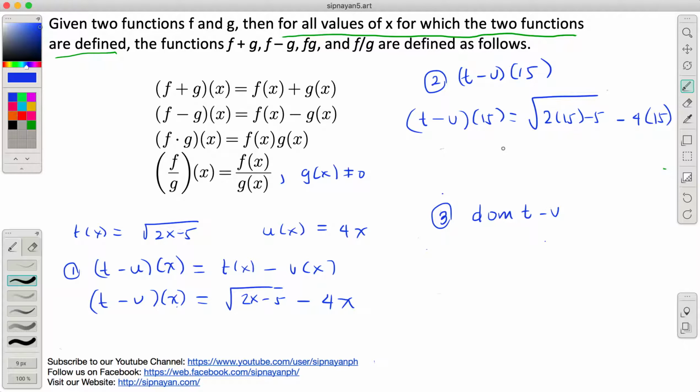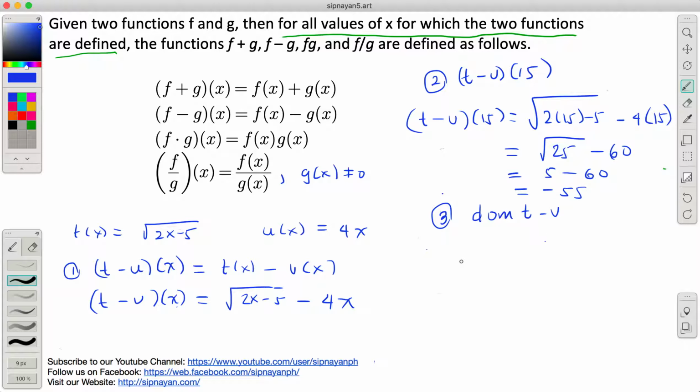Okay? This is equal to, what is 2 times 15? That's 30, di ba? 30 minus 5, magiging square root of 25 siya. And then minus, we have 4 times 15 is 60. And we know that square root of 25 is 5. And 5 minus 60 is negative 55.